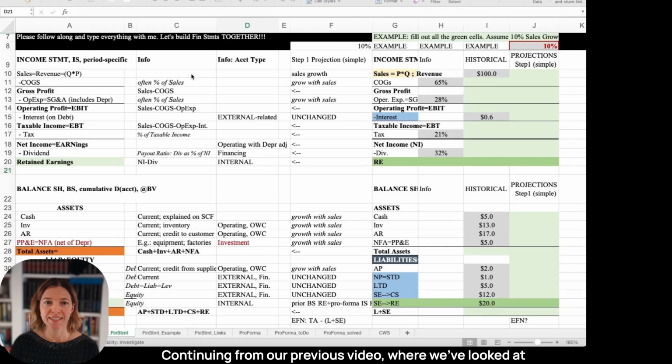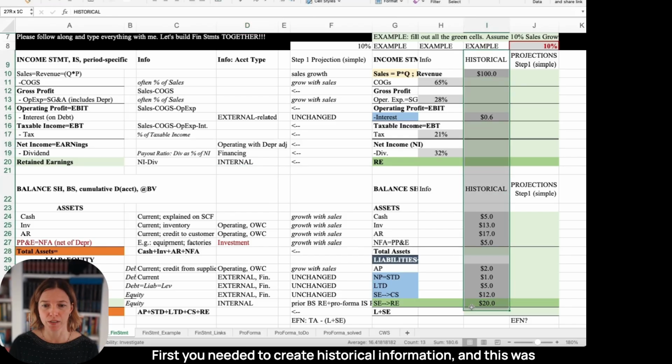Hello everybody, continuing from our previous video where we've looked at the theoretical basics of how to create next year pro forma projections for the income statement and the balance sheet, and you were given an example to work through. We're going to go ahead and work through this example. First, you needed to create historical information, and this was just supposed to double check your understanding of what's happening on the income statement and the balance sheet.